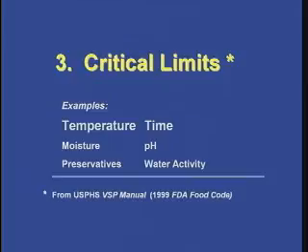If we are considering raw poultry again, the critical limit that we must achieve for pathogen destruction is a temperature of 165 degrees Fahrenheit for a time of 15 seconds minimum. There are other food industries that might use pH, moisture, preservatives, or water activity to control bacterial growth.